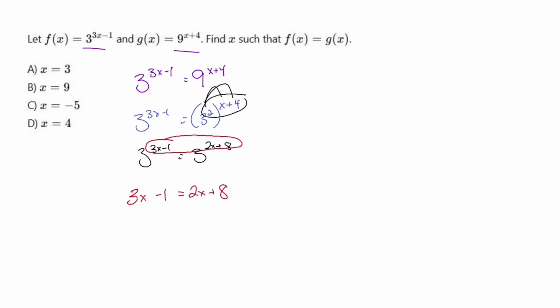And now it's just a regular old Algebra 1 problem where you have variables on both sides of the equal sign. Minus 2x. 3x minus 2x is 1x. x minus 1 equals 8, add 1, x equals 9 is my guy, which means B is my baby.